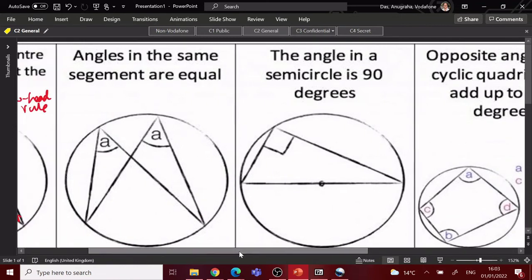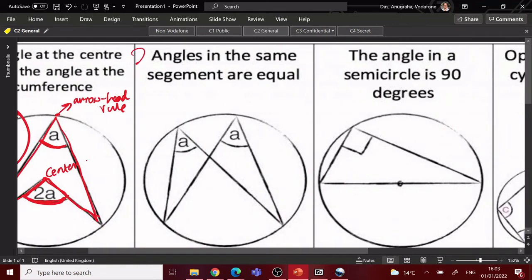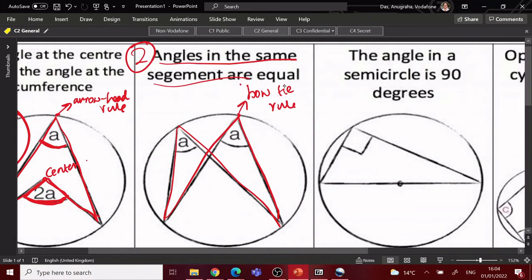Then we have theorem number 2, which is angles in the same segment are equal. I used to call this the bow tie rule, just because it looks like a bow tie. It's always important to visually learn this rule because you have to spot this in exams. Always remember this short line that you can write. So what does this rule say? This rule tells you that these two angles are the same.